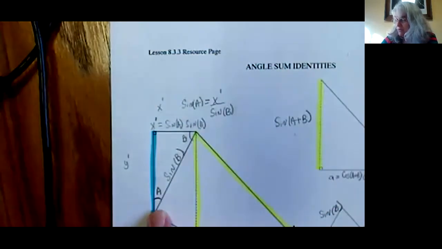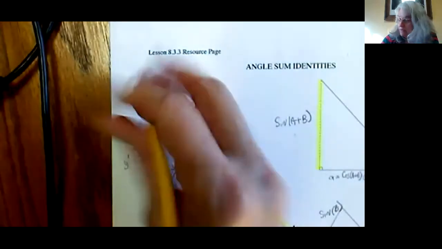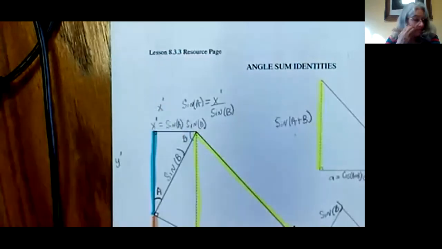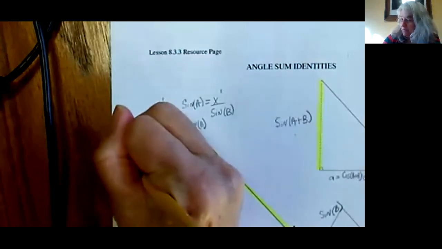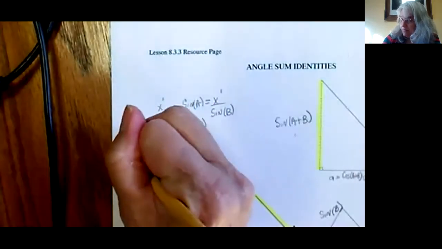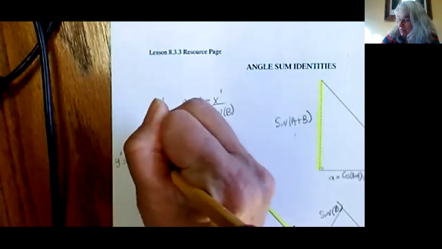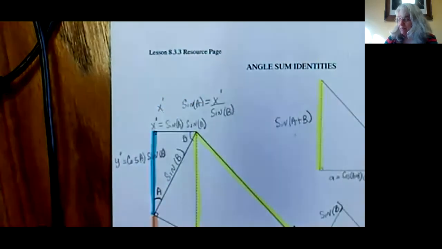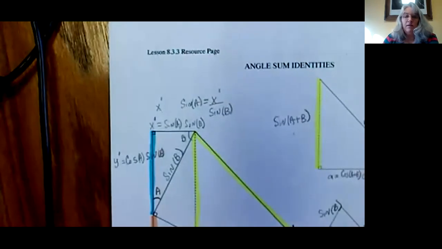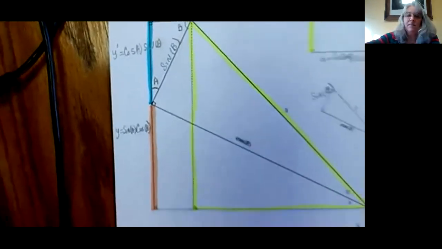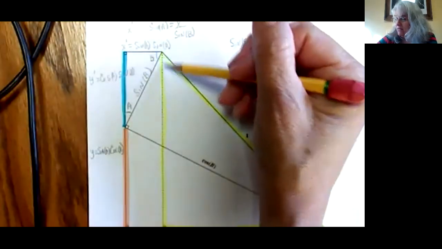Well, we do the same thing here. We take the cosine of A is going to equal y prime over sine of B. We end up with y prime equals cosine of A, oops, I'm running out of space, times sine of B. Okay, hey, now we know the whole entire length of this side of the triangle.